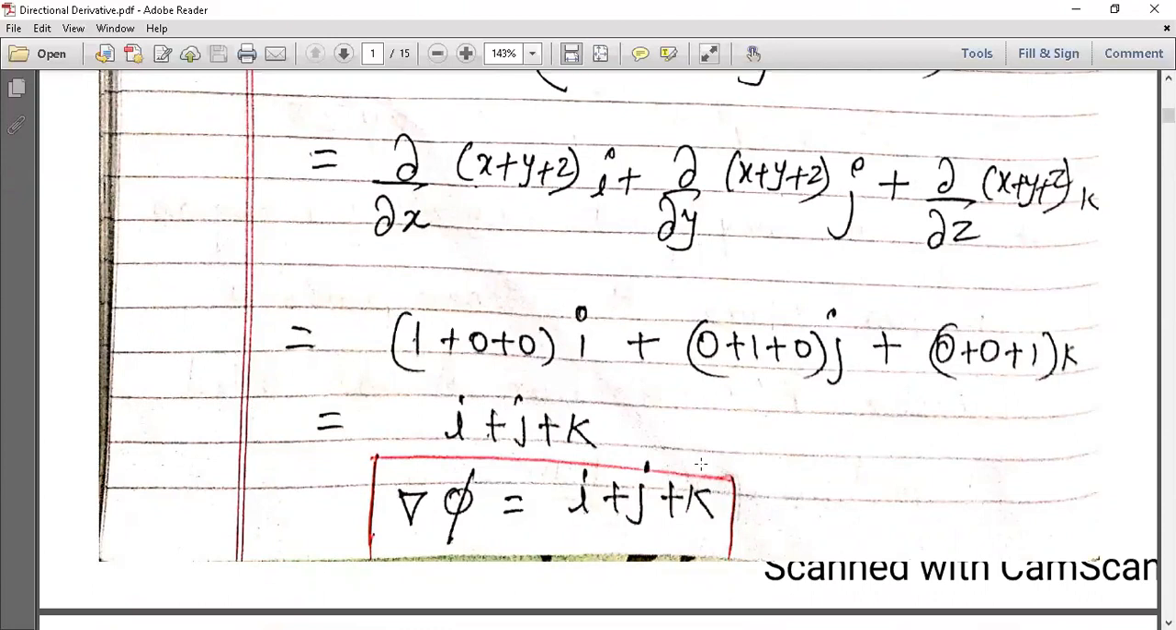Technically, differentiation always represents the slope of the function. So this operator, when we have the value of phi, gives a direction in i, j and k. The scalar field is converted into a vector field.